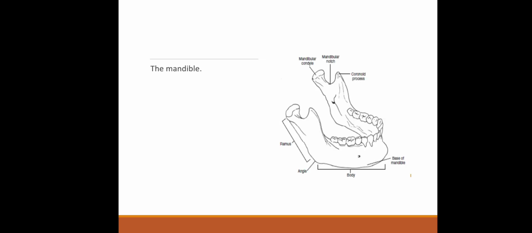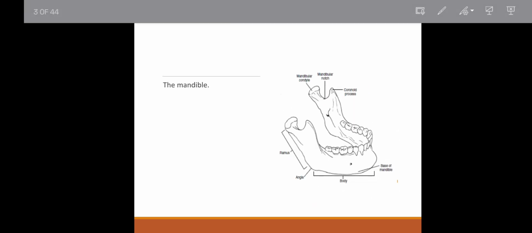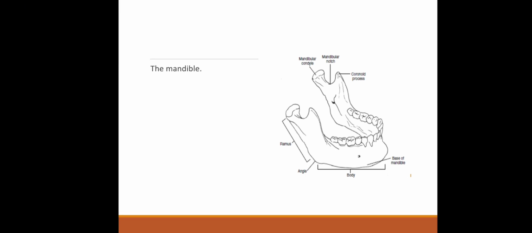The mandible has the mandibular condyle. The mandibular condyle attaches with the temporal bone, forming the temporomandibular joint. The mandibular condyle is present with the mandibular notch and the condylar processes.